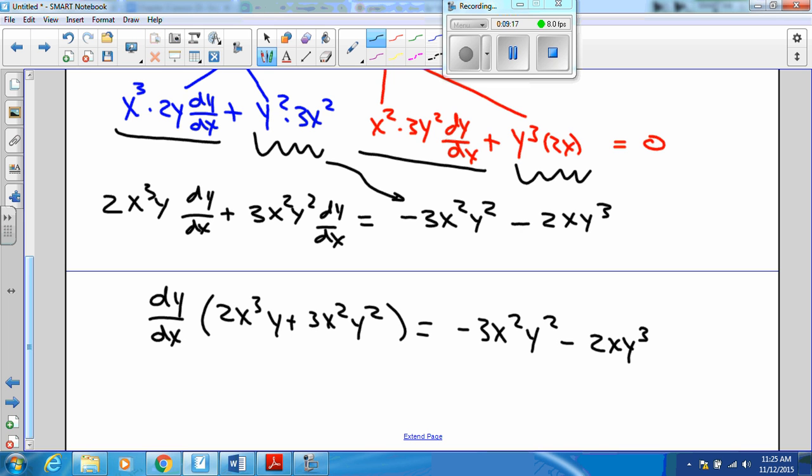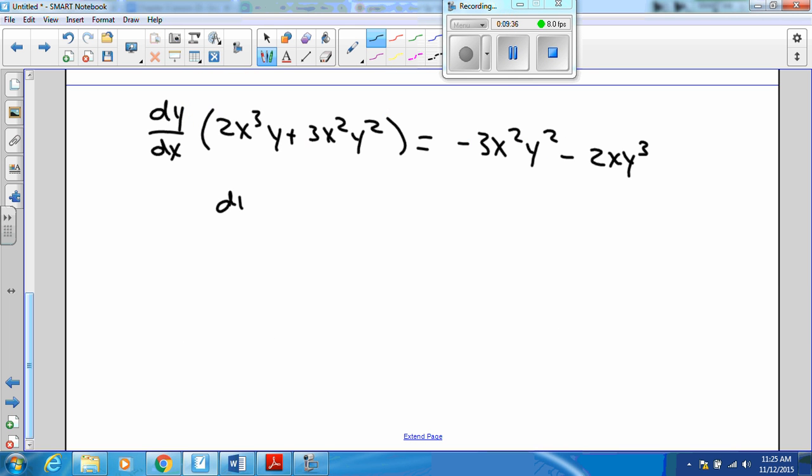Okay? Are we good? Second to last row where it has 2x squared y squared. Y squared. That was this term right here. And now we're ready for the big division. dy dx equals all of this divided by all of that.